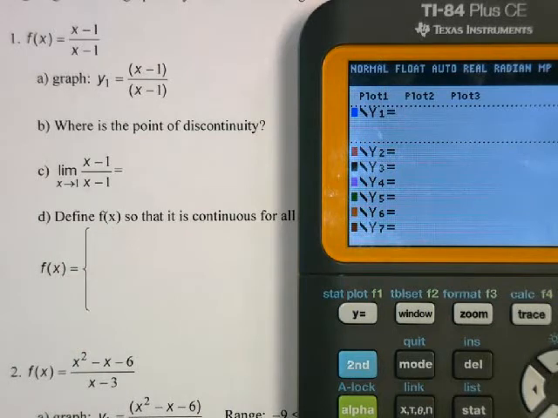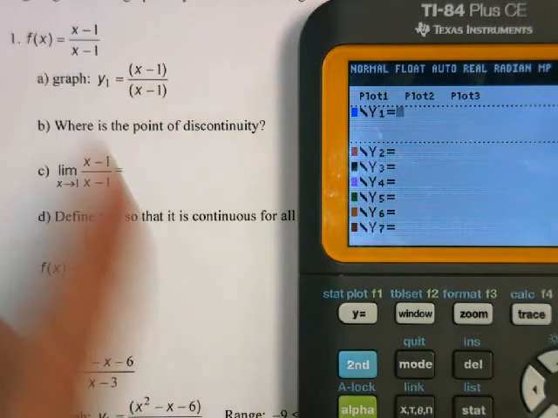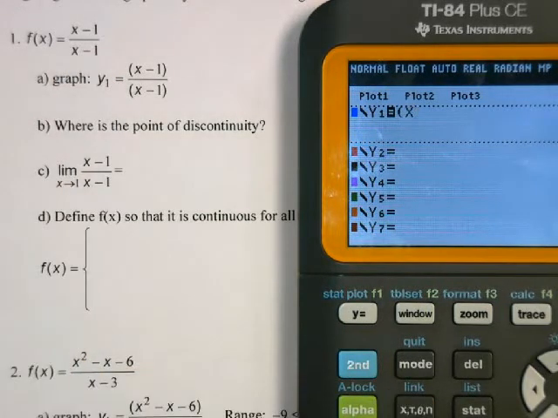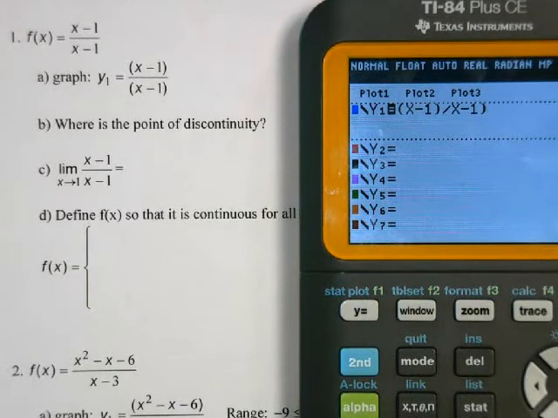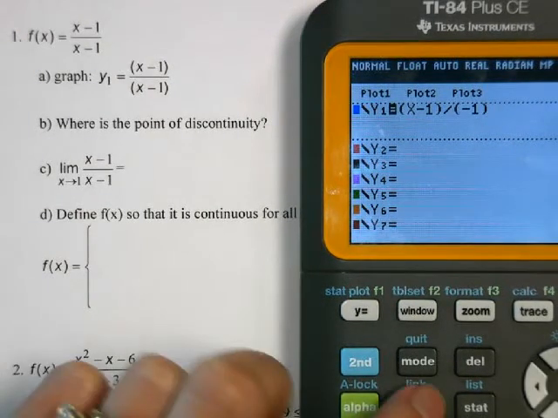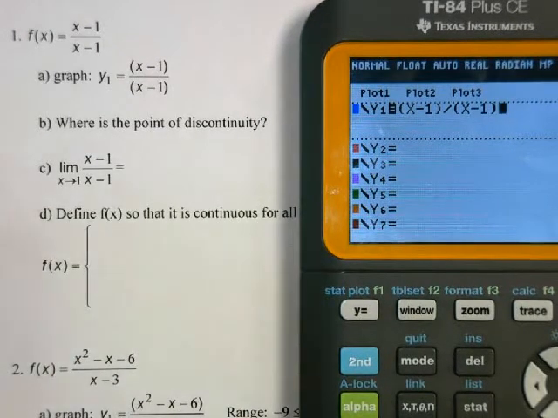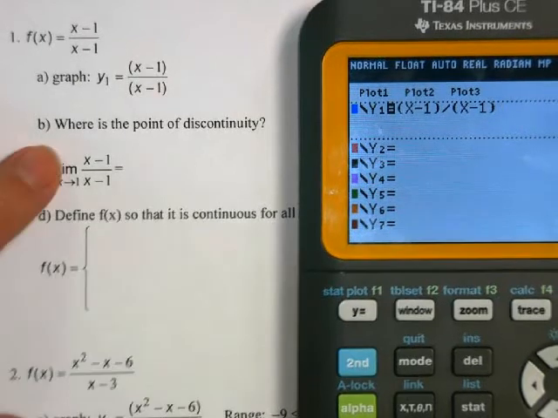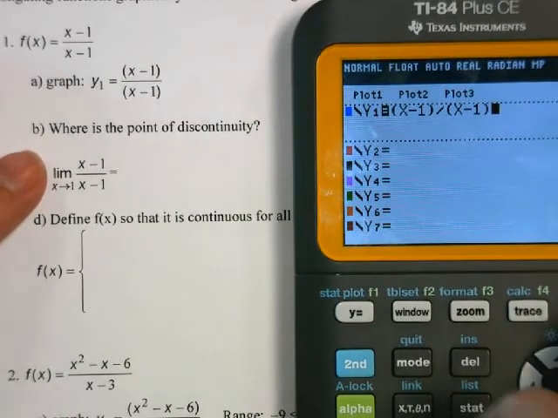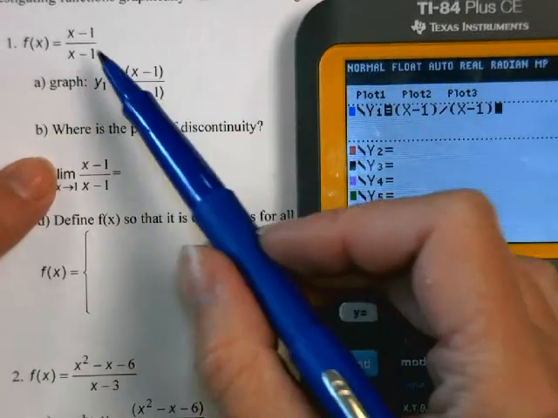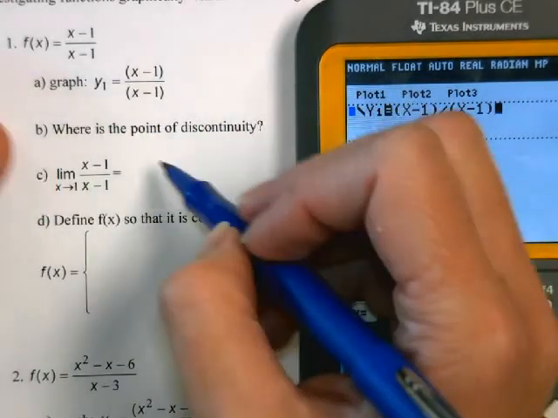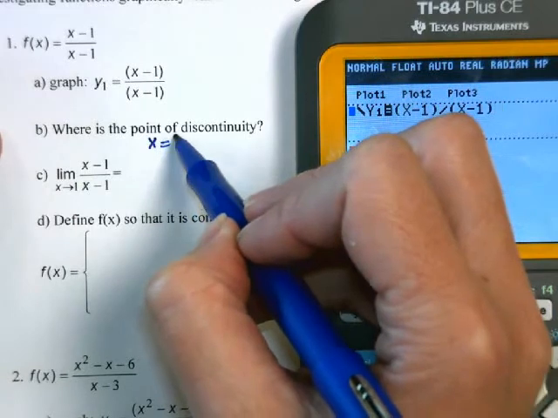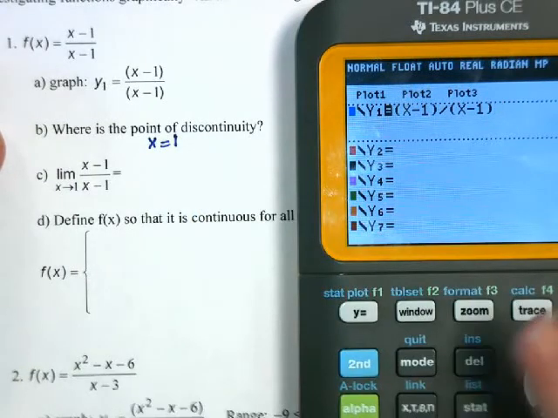Okay. So we're going to investigate some functions. So we're going to investigate x minus 1 over x minus 1. So we're going to go ahead and graph x minus 1 and x minus 1. Making sure to put the top and the bottom in parentheses. I don't have to graph it to know where the point of discontinuity is. The point of discontinuity is going to occur where it makes the denominator 0. So when x equals 1, we have an issue.